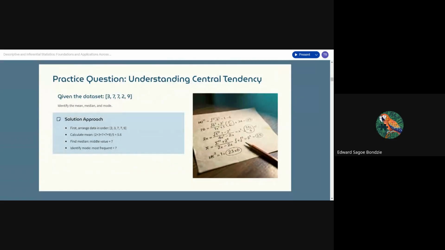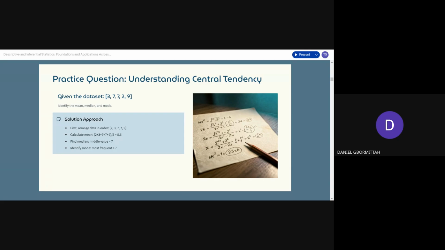The mode. So then we were talking about the mode. You have these data sets, and you were to find the mode. So what will be the mode? 7. So the mode is 7, right? The first thing you have to do is identify the mean, the median, and the mode. So you have talked about the mode.